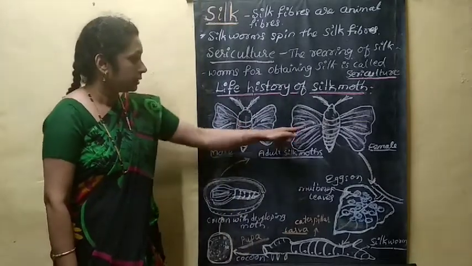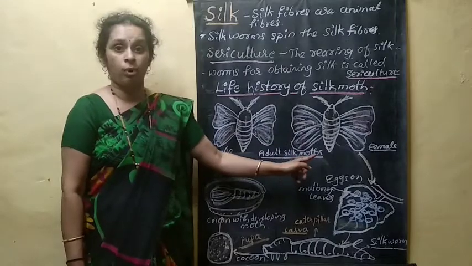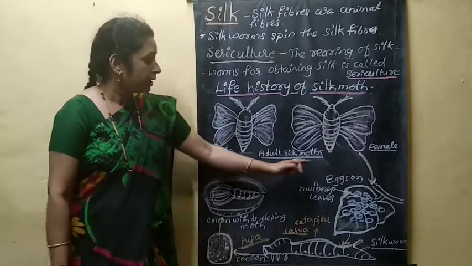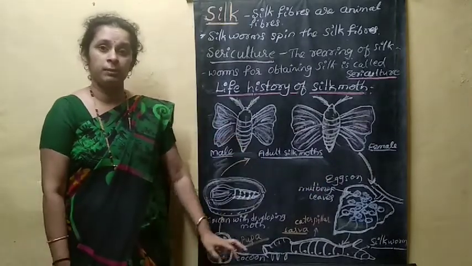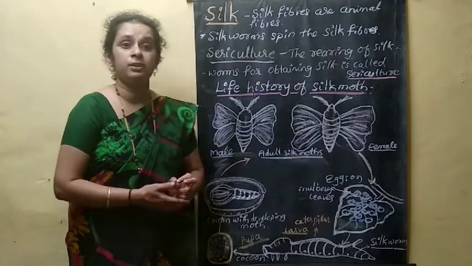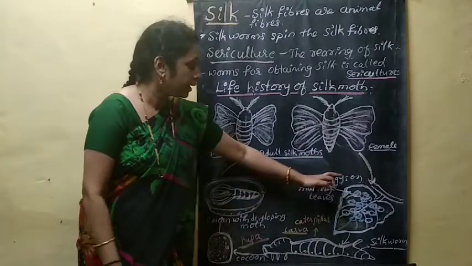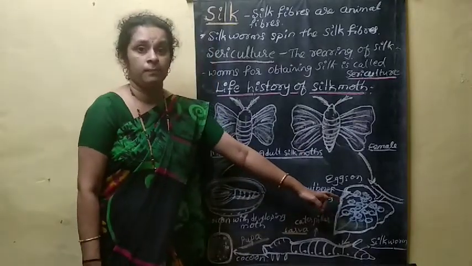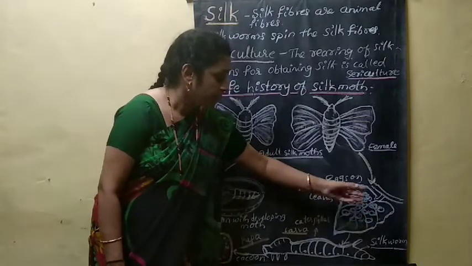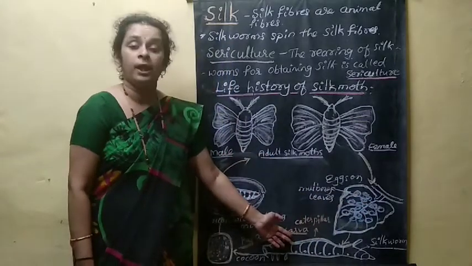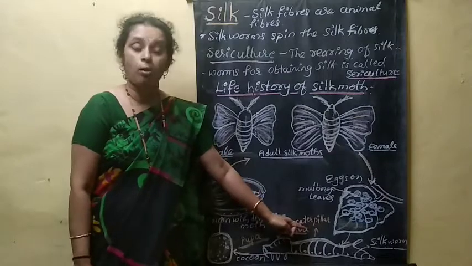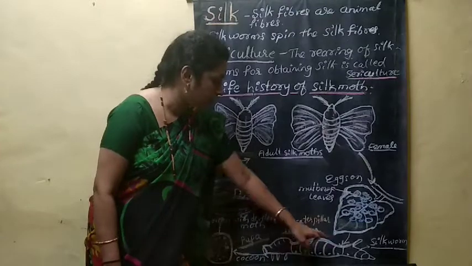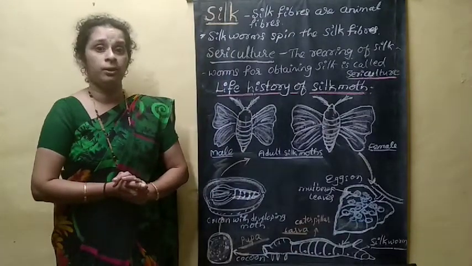First, here you can see these two, the adult silk moths. One is male, another is female. They lay hundreds of eggs on mulberry leaves. Usually mulberry leaves are used here. These eggs will hatch and develop into a larva, called the larva of the silk moth. The silk moth larva is called a caterpillar, and it is also called a silkworm.